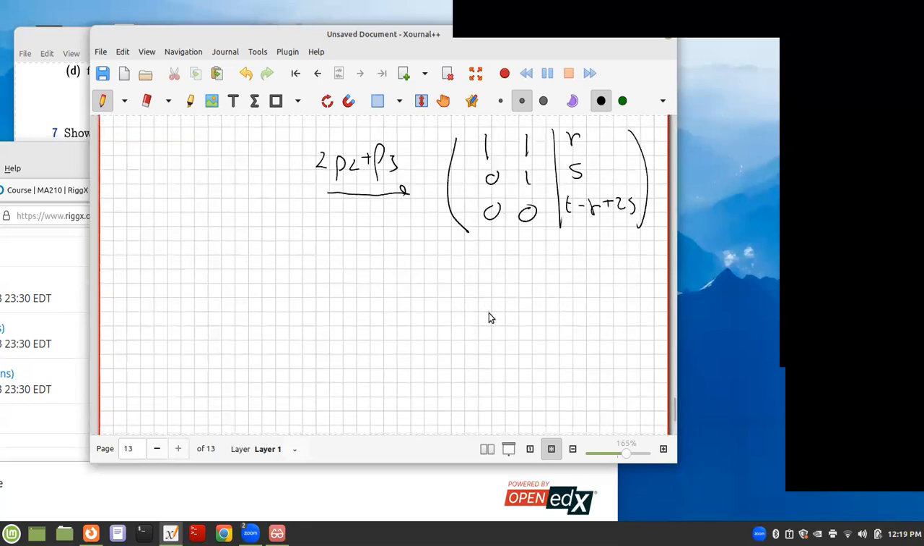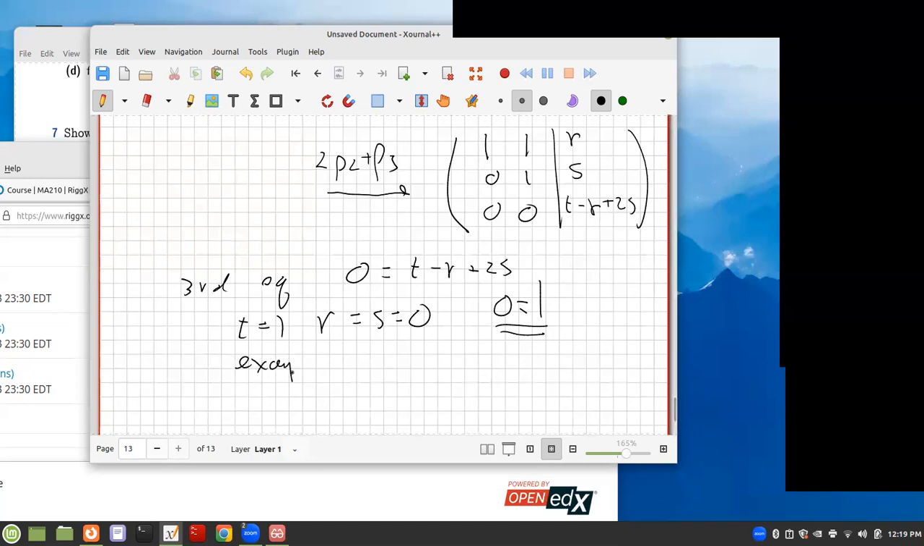Okay, so this is what happens if we go back and look. The third equation here is 0 equals T minus R plus 2S. The problem is that T, R, and S can be anything. So for example, I can choose T equals 1 and R equals S equals 0, and this produces a contradiction.